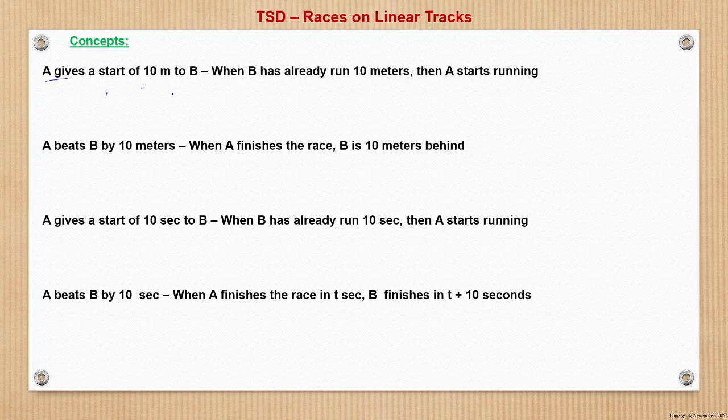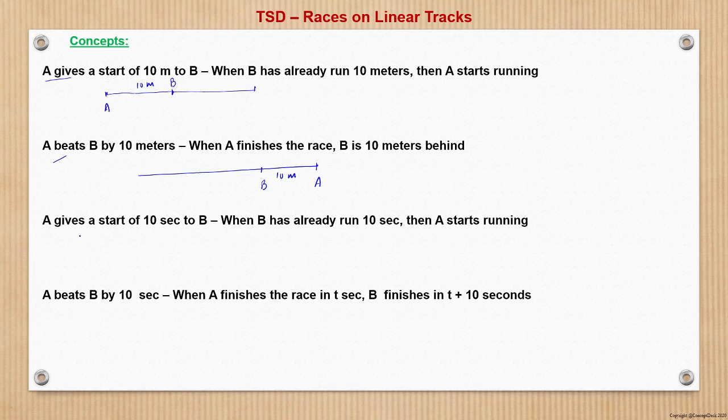B has started the race earlier, and B has reached a point which is 10 meters beyond, and then A starts, and the race goes on. So when the question says A gives a start of 10 meter to B, it means that when B has already run for 10 meters, then A starts running. Similarly, in the second part, A beats B by 10 meter. So it means that when A finishes the race, at that time B was 10 meters behind.